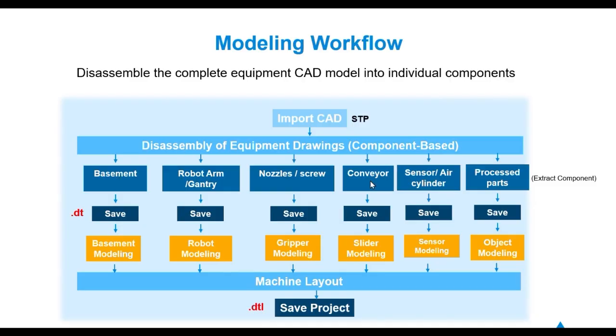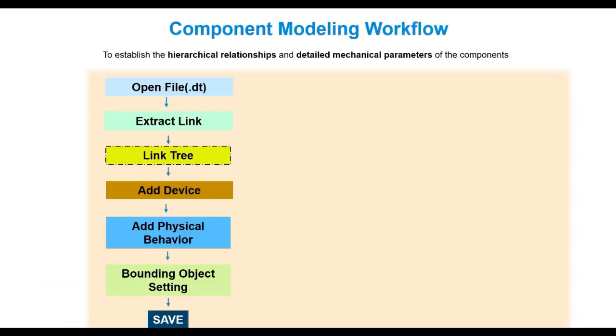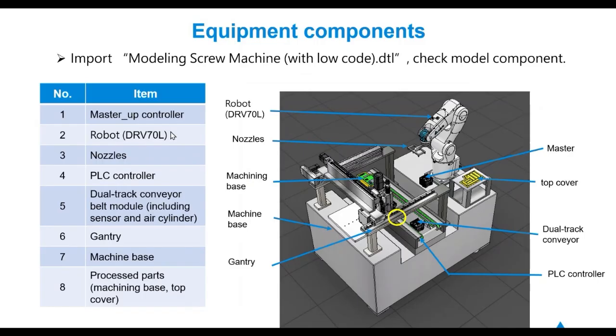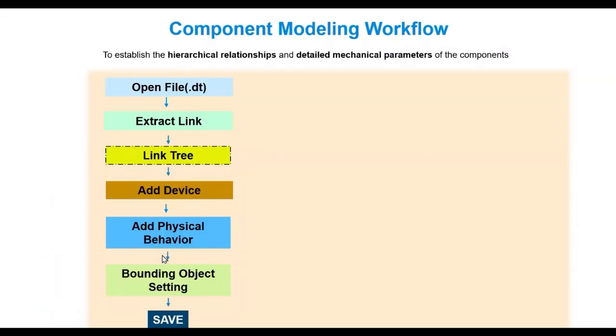So after separating into single components, we use the feature called extract component, and after making them separate, you do the single product modeling. How we do single modeling is like this. Here we have already separated the whole layout into frame, robot, nozzle. Each is a single component. So in the layout you will find 8 components in our scene tree.